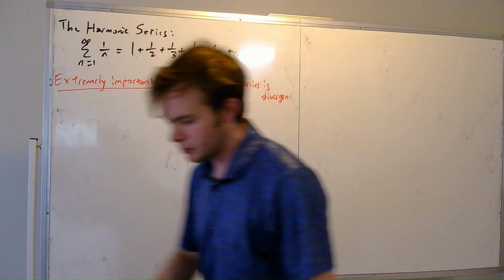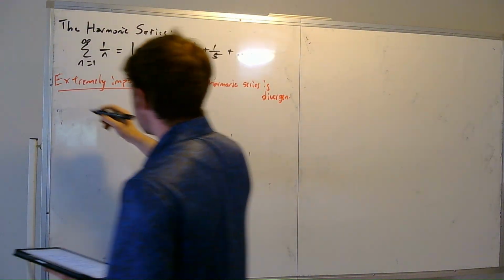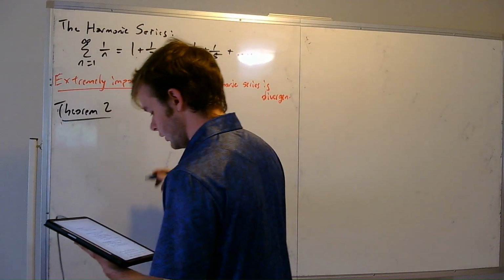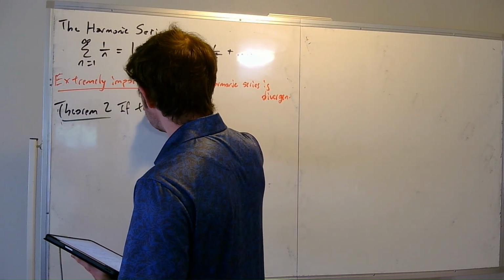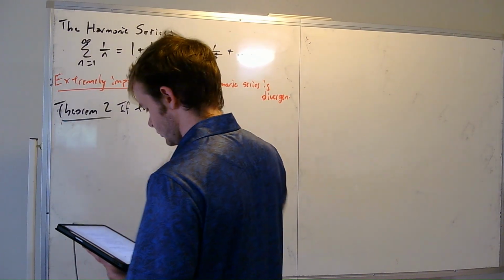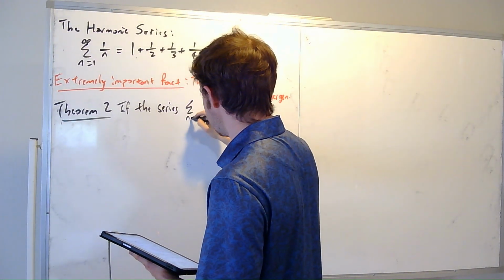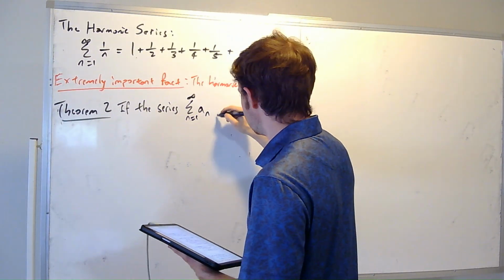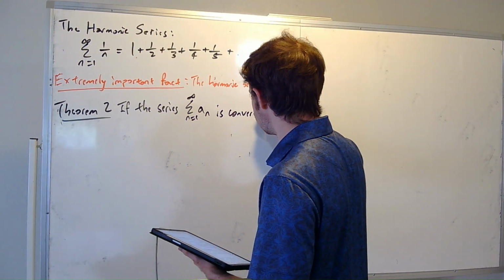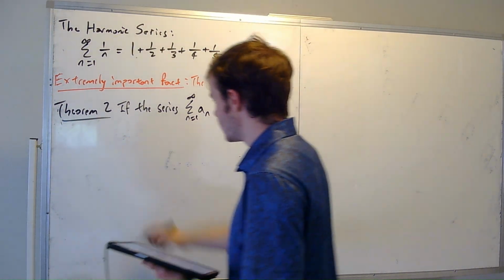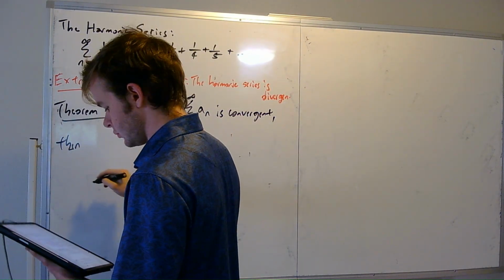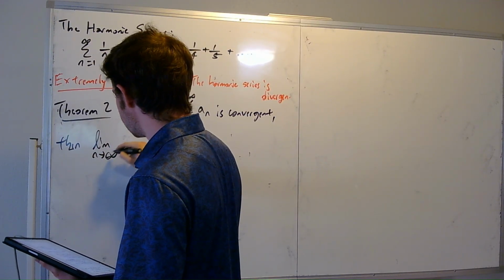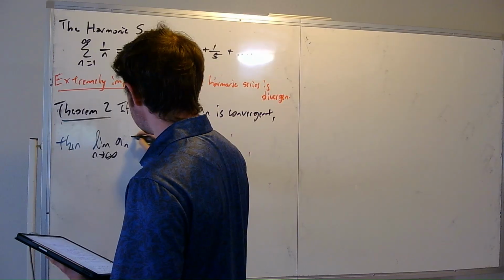Okay, so theorem number 2 is going to say if the series sum from n equals 1 to infinity of an is convergent, then the limit as n goes to infinity of an is equal to 0.